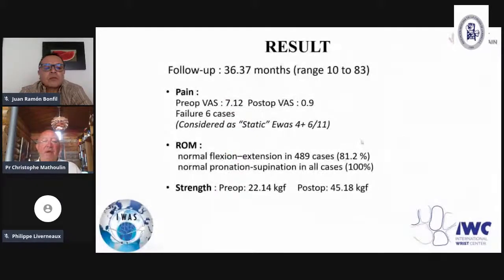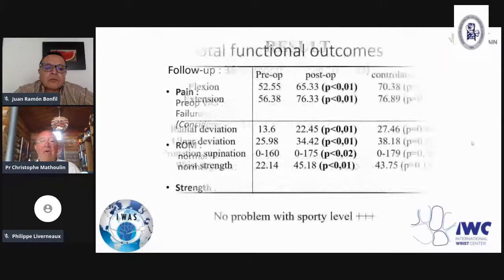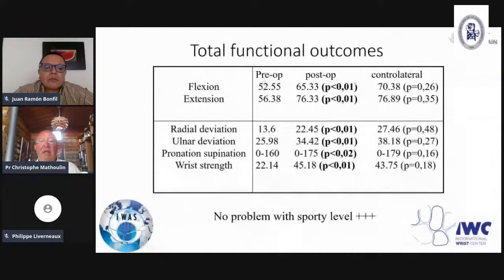The average follow-up is 3 years. It works very well on the pain. We have failure in 6 cases, and always in a static case. The normal flexion-extension in 80% is incredible, you know. A normal pronation-supination in all cases. And we have a significant increase in the strength also. According to the total functional score, preoperative to post-op, there is a significant difference and no difference between the post-op and contralateral.